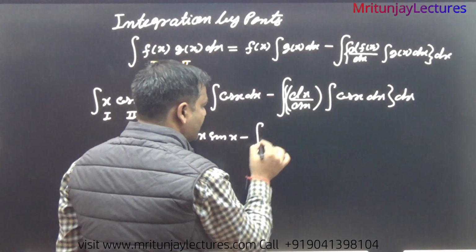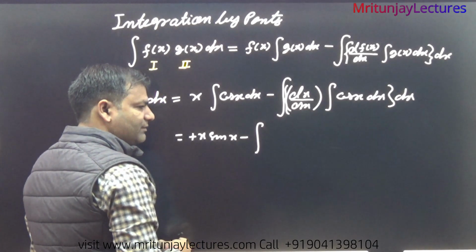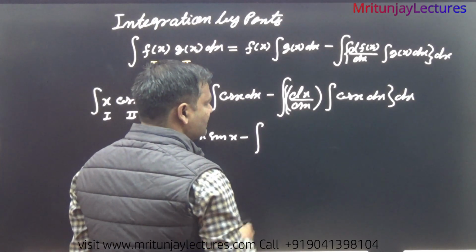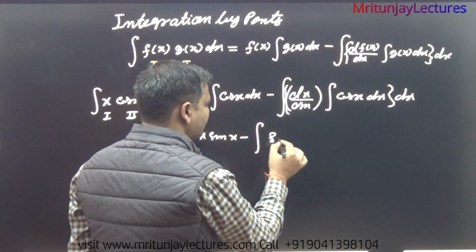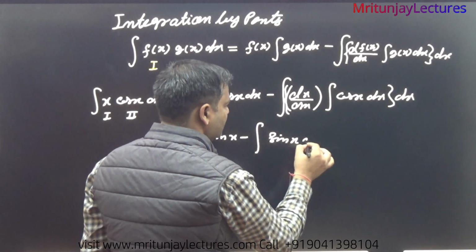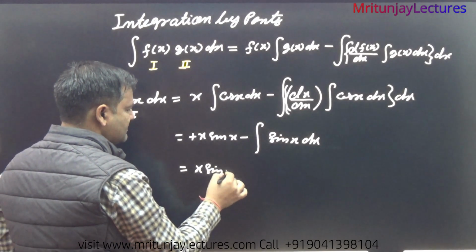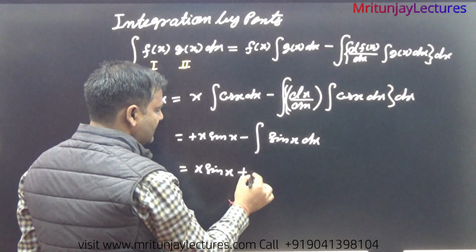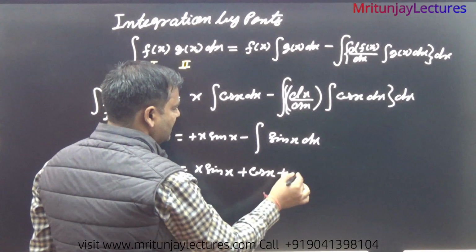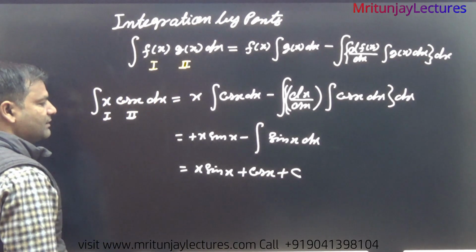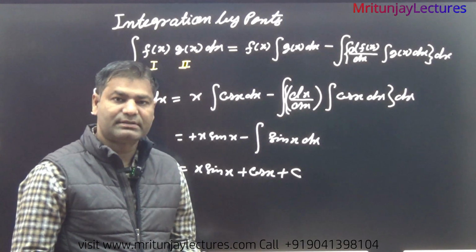here, differentiation of x with respect to x is 1, and that one is sin x dx, and that one x sin x, and integration of sin x is minus cos x, and after that c is written here. Okay, this is the final answer.